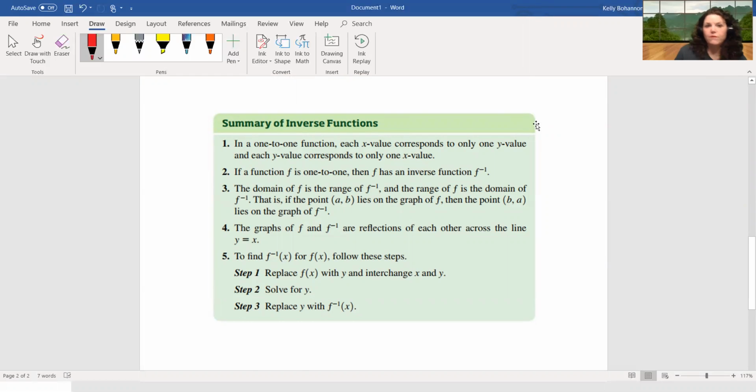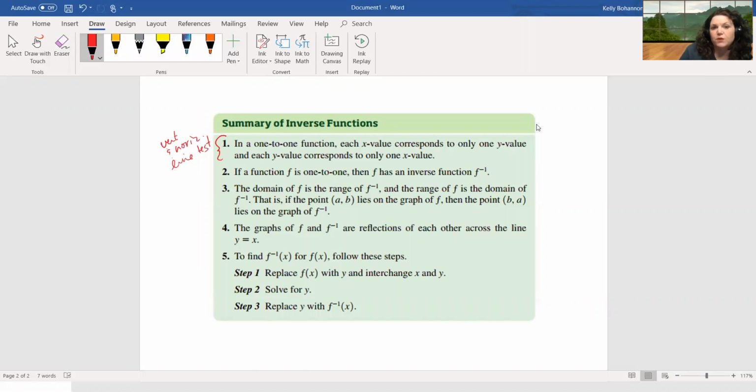In a one-to-one function, each x value corresponds to only one y value, and each y value corresponds to only one x value. So number one is basically telling you it passes the vertical and horizontal line test. That's what number one is telling you. In order to be a one-to-one function, it has to pass both vertical and horizontal.